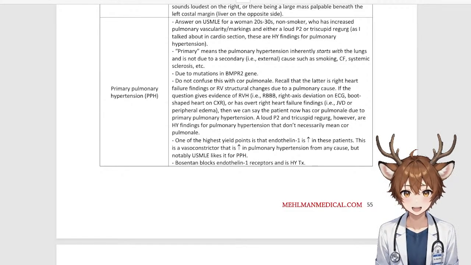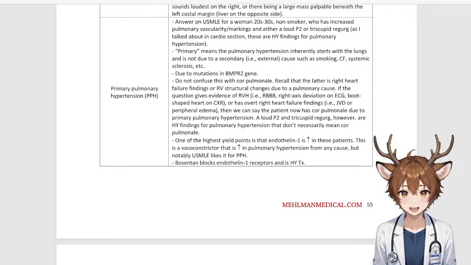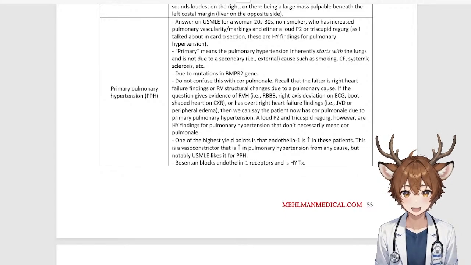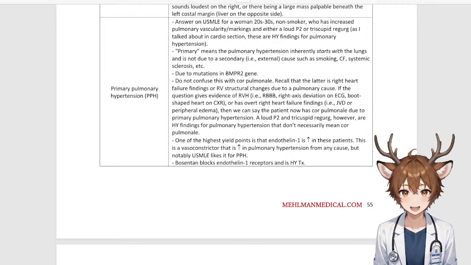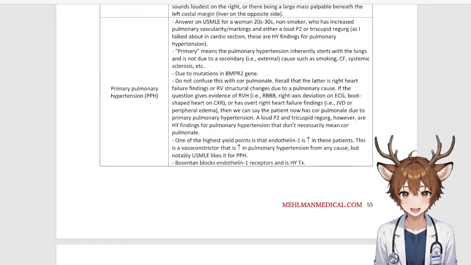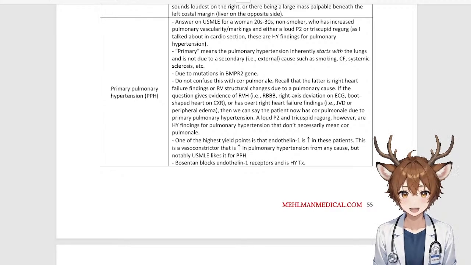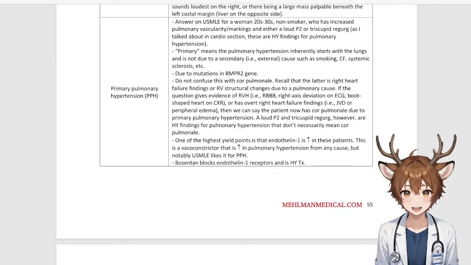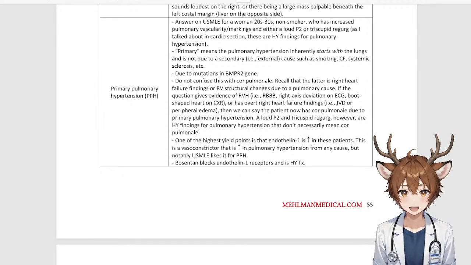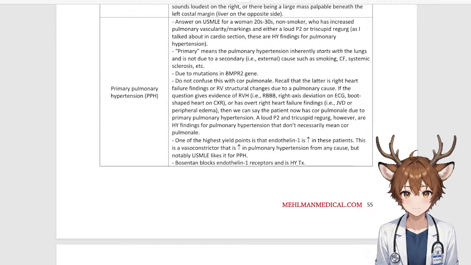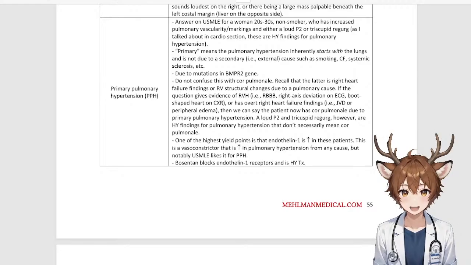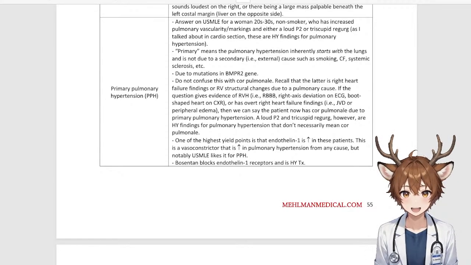Do not confuse this with cor pulmonale. Recall that the latter is right heart failure findings or right ventricular structural changes due to a pulmonary cause. If the question gives evidence of right ventricular hypertrophy, that is to say, right bundle branch block, right axis deviation on EKG, boot-shaped heart on chest x-ray, or overt right heart failure findings like JVD or peripheral edema, then we can say that the patient now has cor pulmonale due to the primary pulmonary hypertension.